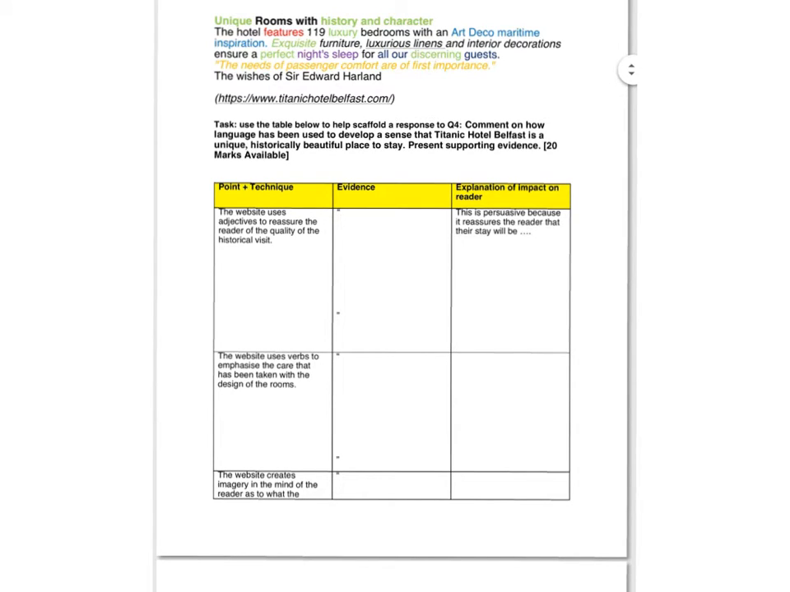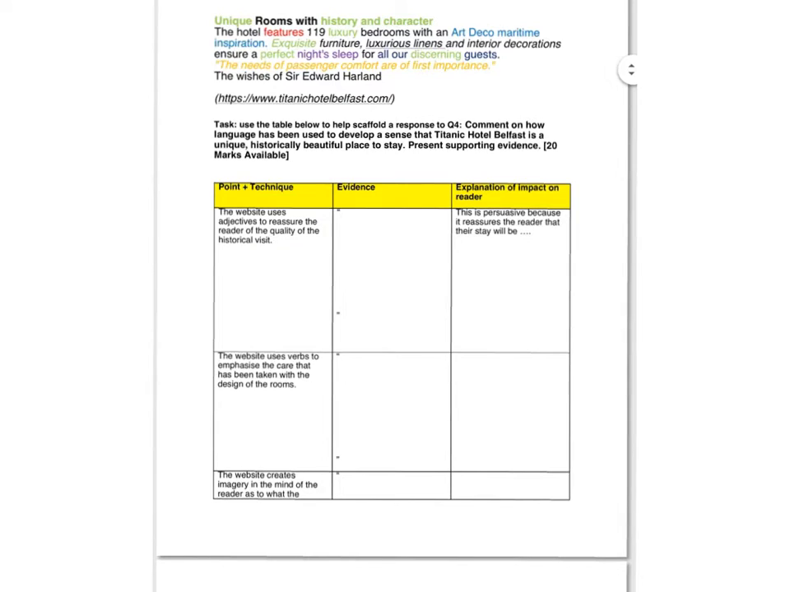So you can see the first thing I've pointed out is that the website uses adjectives to reassure the reader of the quality of the historical visit. And I've even put a little sentence starter in there in the explanation of impact on the reader, for you to find the evidence and then complete the PE chain. And for all of these, I've done the point for you. It's just up to you to find the evidence and try to think about what the intended impact of using these words and phrases would be on the reader.